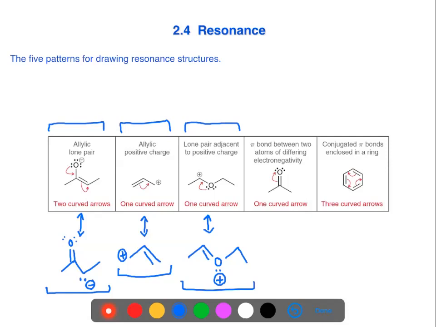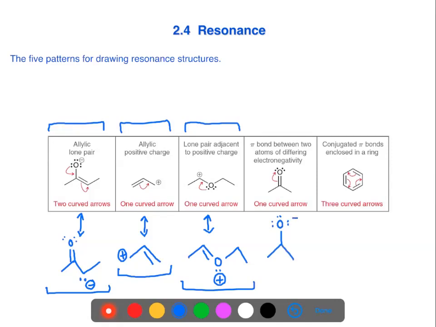A fourth example is when a pi bond is between 2 atoms of different electronegativity. So we could draw a curved arrow as shown to represent the movement of electrons in that pi bond between the carbon and oxygen towards the more electronegative element, oxygen. And so the resulting structure would be the following.